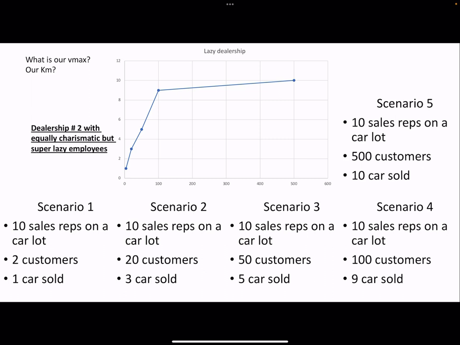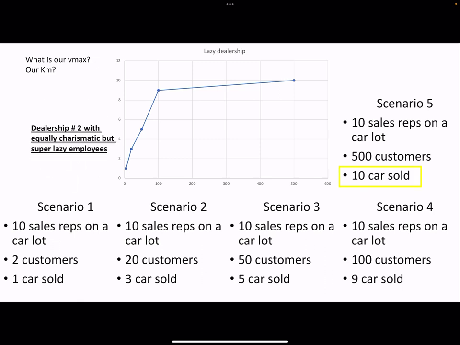All right, so now we have charisma is the same, K2 is the same, but they're really lazy employees. They do not want to be bothered. They're hiding from customers. They're just trying to get through the day doing as little work as possible. Now, once they're interacting with the customer, they may or may not be good, right? But we're just saying they're lazy. So again, there we go.